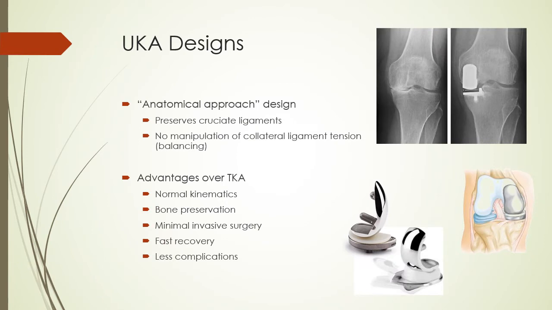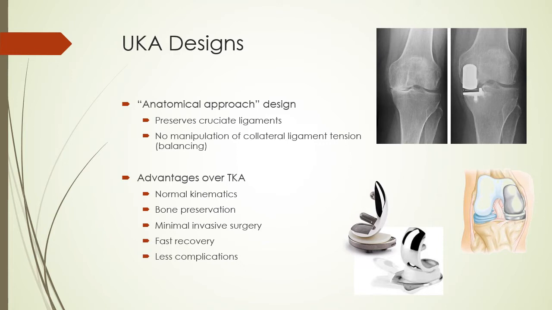Speaking of UKA designs, they are an anatomic approach design, as we talked about in several of our previous lectures, because they aim at preserving cruciate ligaments and soft tissues, and it's really a kind of resurfacing surgery rather than significantly changing the bony structure. So during the replacement, it's not targeted to manipulate the ligament tension or balance in the knee.